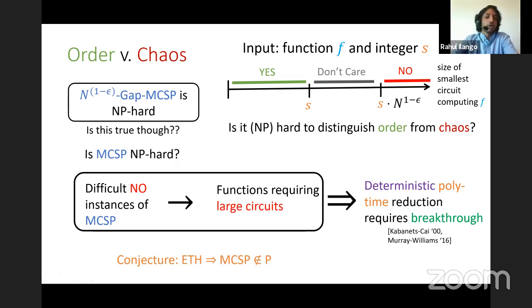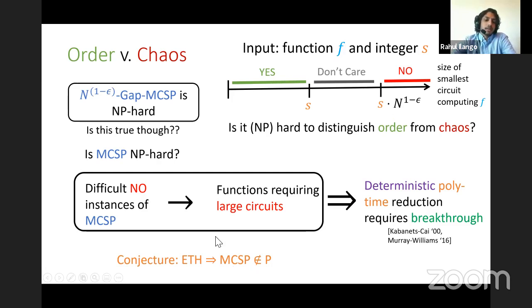I personally strongly believe that it should be possible to show that the exponential time hypothesis implies MCSP is not in P. And the reason for this is that if you allow yourself much larger time reductions than polytime, all of a sudden you don't need to provide functions requiring large circuits, but you can theoretically get by with functions that require only circuits of size 2n or 3n or stuff like that.